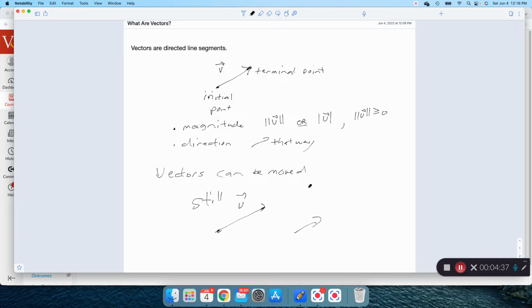It's still the same vector. In future videos, we'll talk about how to rescale these vectors, make them longer or shorter. We call that scalar multiplication. We'll talk about how to add a couple of vectors together. We'll talk about how to put these in an XY plane and write these in what we call component form. But for now, we're just focusing on what vectors are. And that's a good place to stop.